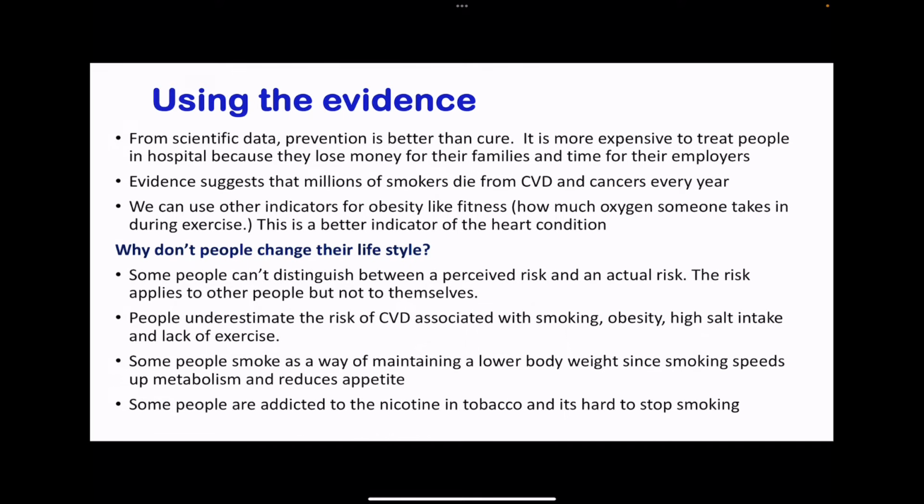There is evidence that millions of smokers die from CVD as well as cancers every year. So if people change their lifestyles, like stop smoking, this could decrease the risk of developing CVD among many people. Now, because the body mass index as well as the waist-to-hip ratio may not be that efficient, there are other methods that are used, like how much oxygen somebody takes in during exercise.